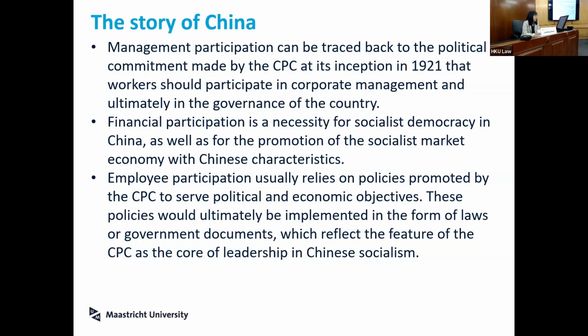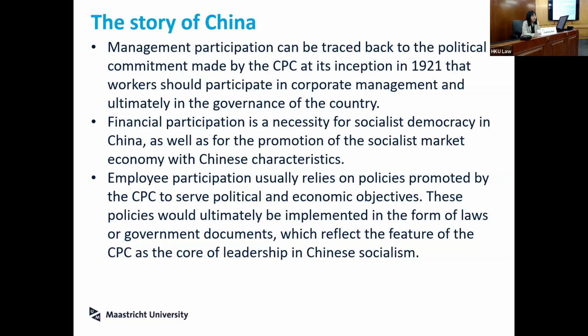So between 1921 and 1949, in the non-CPC governed areas, the CPC would promote strikes and labor movements against the other party. Then in the CPC-governed areas, the CPC would encourage workers to participate in corporate management through, for example, the factory committees. There were factory management committees where the workers' representatives and the factory directors could decide together on factory management matters.